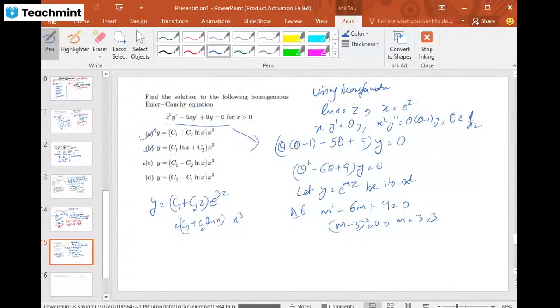Again, all the four options are correct because I can interchange these two constants and I can take plus or minus constant. It will not make any effect because C1 and C2 are arbitrary constants. Okay, so all the four options are correct. Now let us try another one.